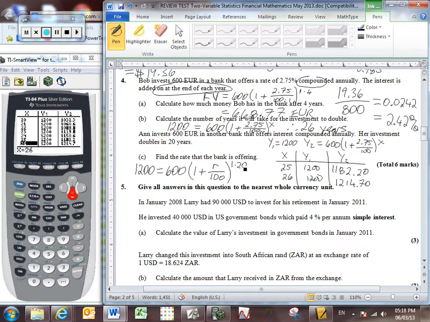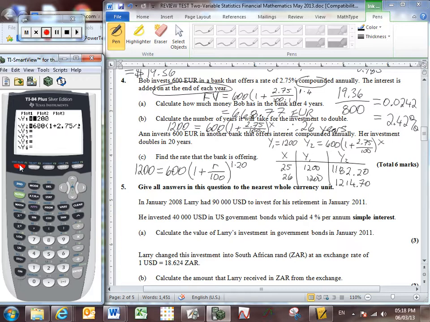So now we're solving a different equation. So let's just go back into our y equals, and we'll change the right hand side of the equation slightly by coming over to the 2.75 and changing that to simply an x. And we're trying to figure out what is that percentage, that x value. And the power now is not x, the power is 20, sorry, 20.